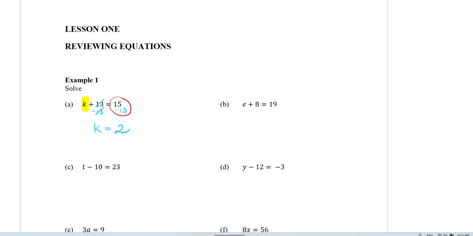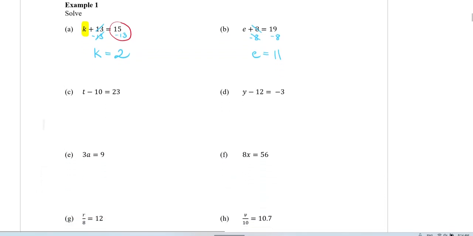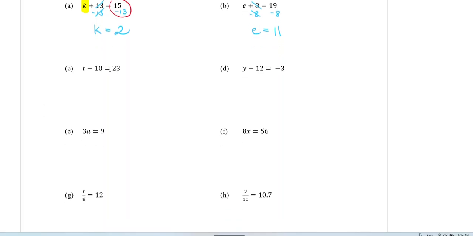In B, we have e plus 8 equals 19. The opposite of the plus 8 is to minus 8. That will get rid of the 8 that's with the e. E is now by itself, and we subtract 19 take away 8 to get 11. Part C. T take away 10 equals 23. The opposite of minus 10 is to plus 10. And that will leave T equals 23 plus 10 is 33.